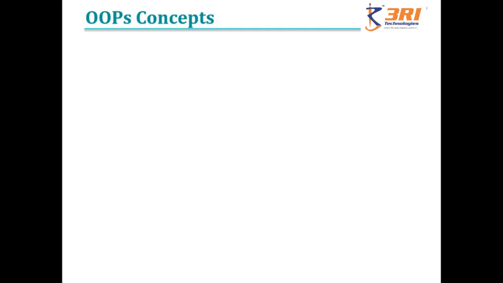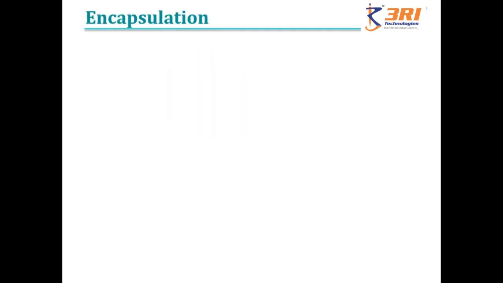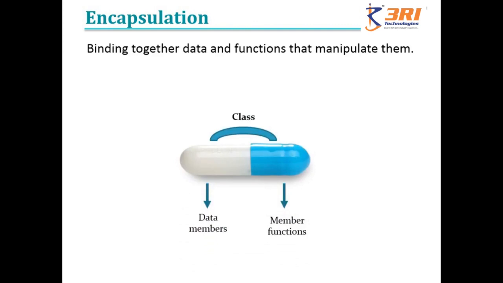Let's go deeper into the general concepts of OOP. Encapsulation. Encapsulation is one of the fundamental concepts in object-oriented programming. It describes the idea of wrapping data and methods that work on data within one unit. This concept is often used to hide the internal state representation of an object from the outside.